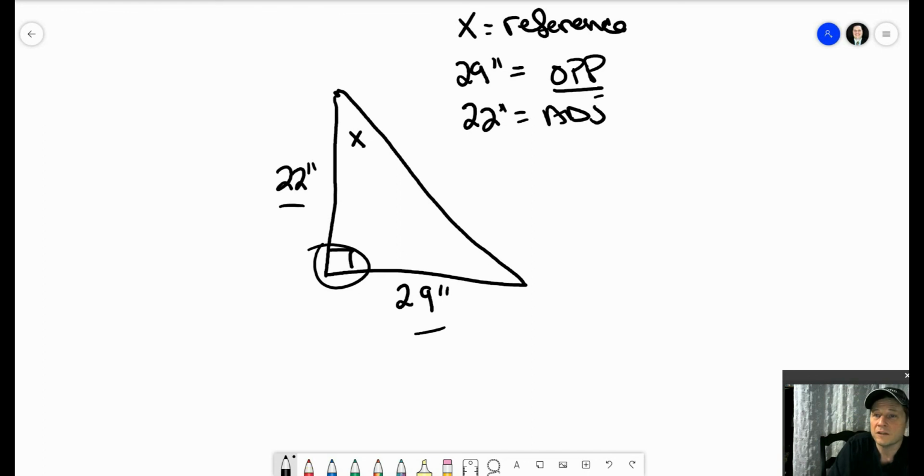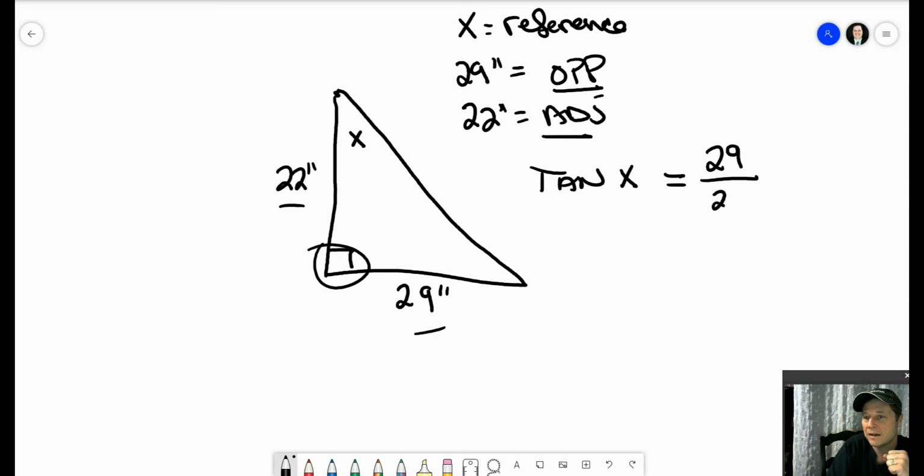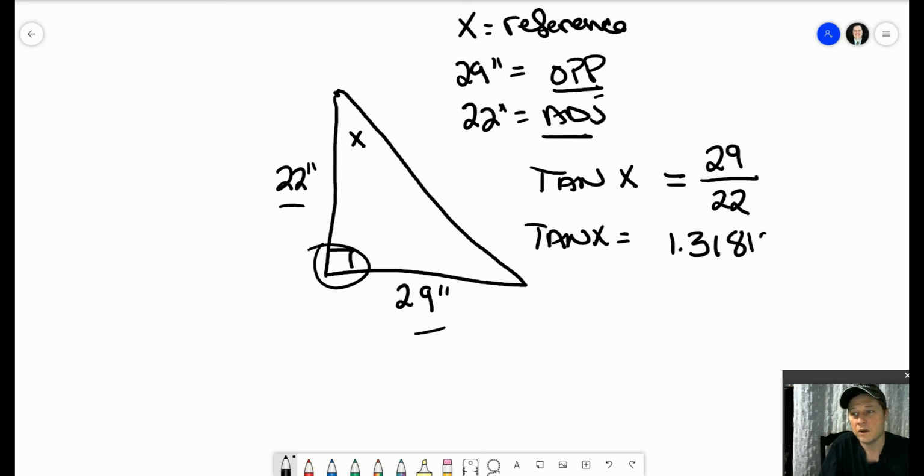I need a trig formula with opposite and adjacent. I know that's tan. Tan of the angle. I don't know it. I want to solve it. Tan of the angle equals opposite divided by adjacent. Next thing I'm going to do is solve that ratio. 29 divided by 22. So therefore tan x equals 1.318181818. Okay?